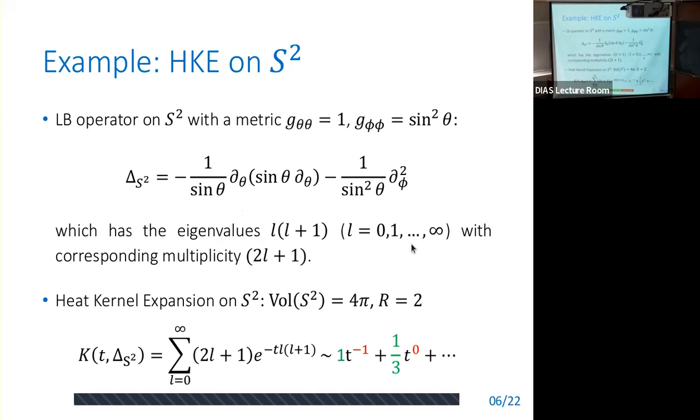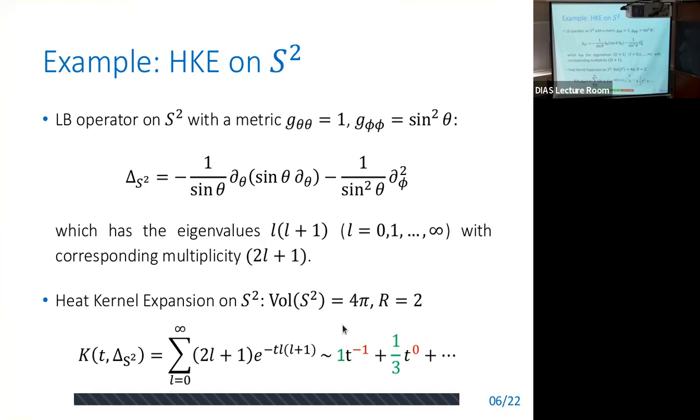Using this operator, we then take the heat kernel expansion on S2, where we expand the trace in terms of the eigenvalues and degeneracy of the eigenvalues of the space in question. As t goes to 0, we can show that A0 equals 1 and A2 equals 1/3. And these are, in fact, proportional to the volume and the Einstein-Hilbert action in this space.